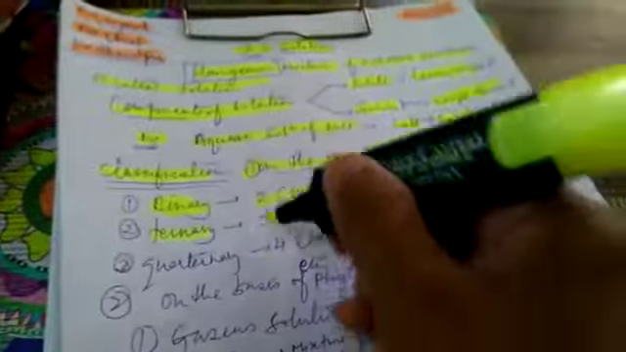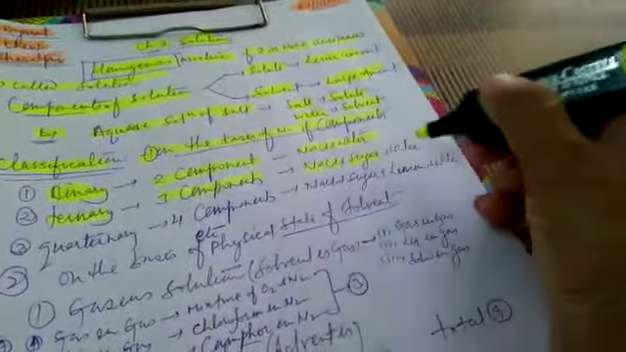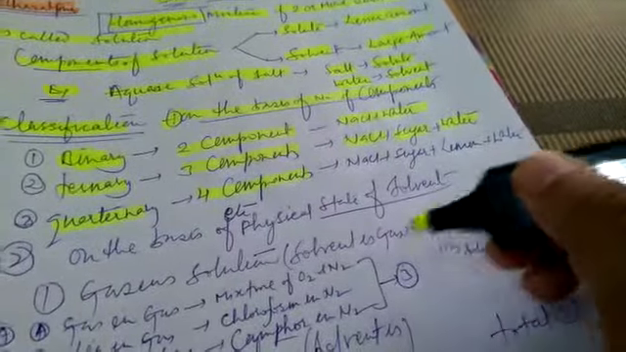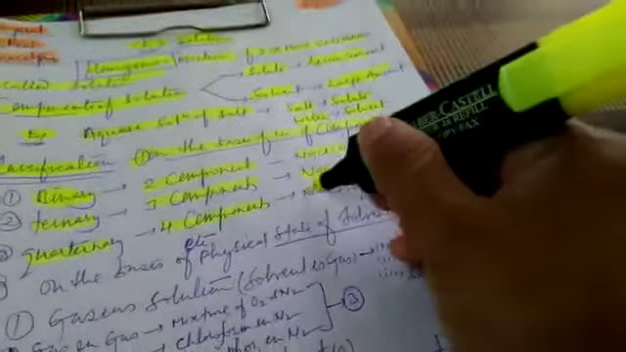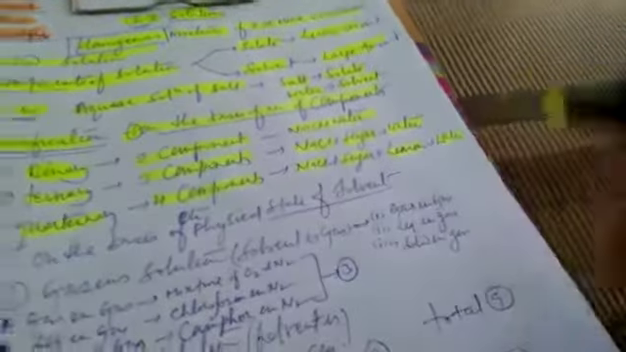Ternary solutions have three components. The example may be NaCl, sugar and water. Quaternary solutions have four components, and a solution of this category will be NaCl, sugar, lemon juice and water.